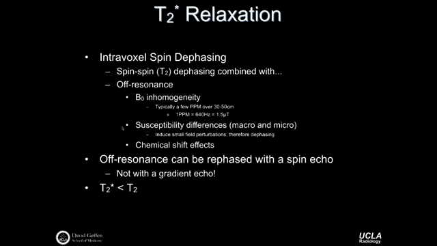These three different sources of off-resonance, we'll see later, can be rephased with what's called a spin echo. We haven't talked about echoes yet, but we will. We can't recover that signal lost to off-resonance with the so-called gradient echo. It's these sources of off-resonance that conspire to give us an even lower time constant that we call the T2 star time constant, and it's less than our T2 time constant.